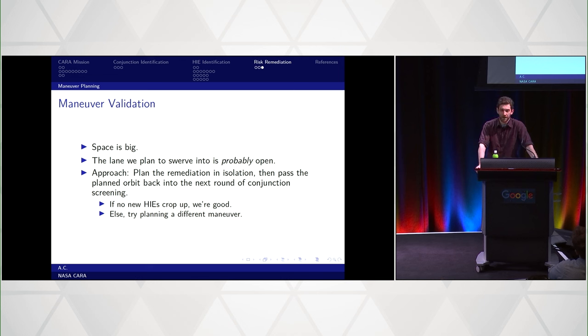Plan locally for your primary and secondary. Get the probability of collision between those two objects low enough. And then pump your projected flight path back into the top of the pipeline and see if any new HIEs crop up. And if nothing does, great, we're done. If on the other hand something does, then you go back and find a new maneuver and do it all again. And because space is big, your number of expected passes through this iterative algorithm is one. You expect to try one, and most of the time, that's it.